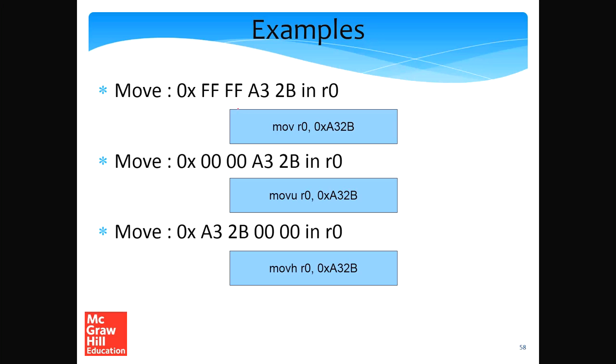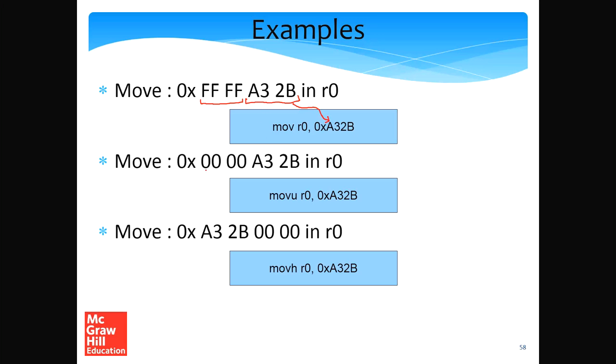For example, if you want to save FF, A3, 2B in R0, all that we do is that we actually move in A3, 2B into R0. So it will load A3, 2B in the lower positions, and upper positions will replicate the sign bit. Since the sign bit is 1, the upper 2 bytes will become FF and FF.